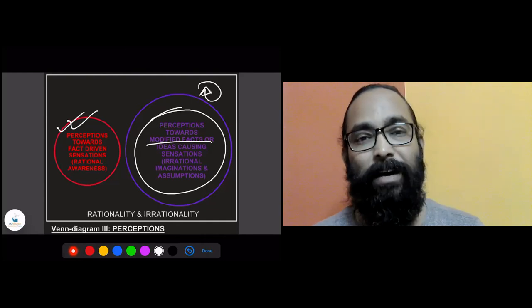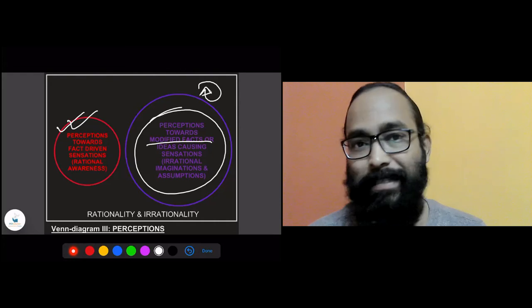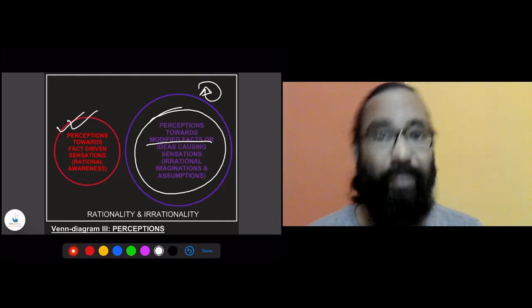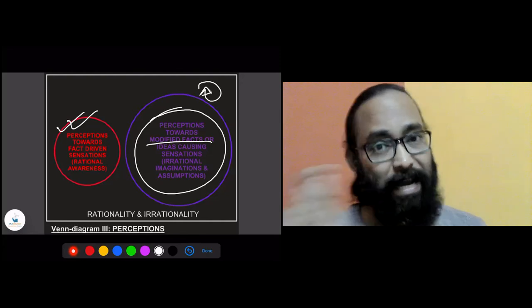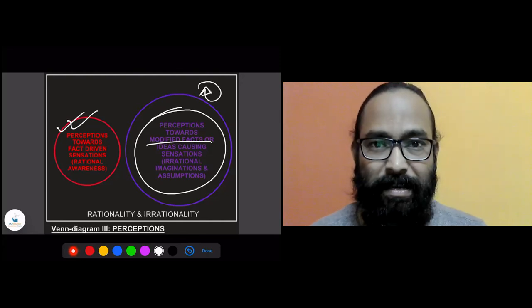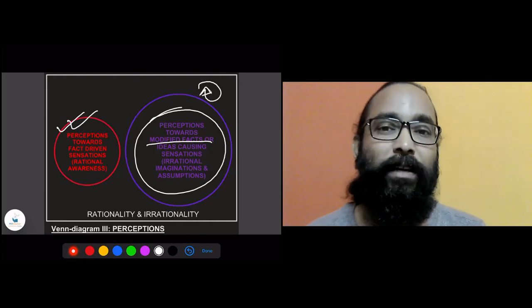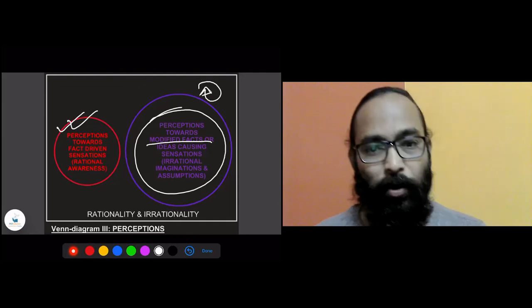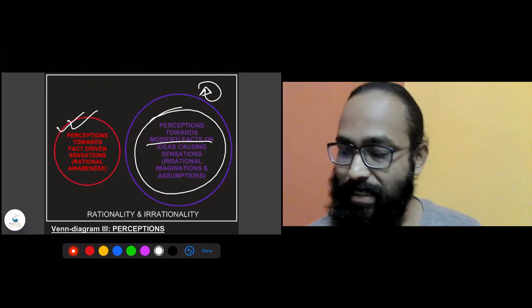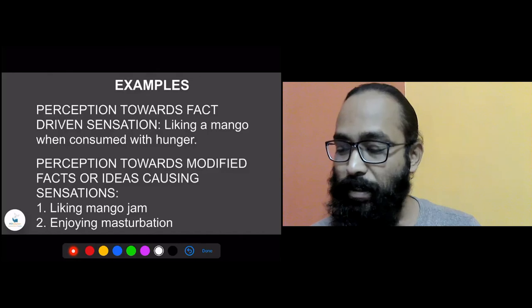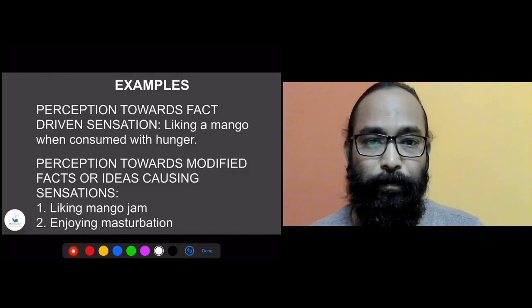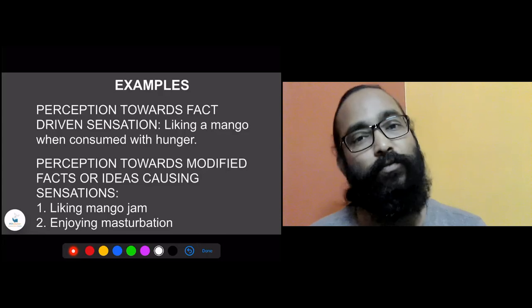Whenever we are driving our physiological sensation by any idea, maybe part idea, because modified fact means part idea, and idea is idea obviously, at that time we are forming a loop. So that defines rationality or irrationality. Now examples: definitely the perception towards fact-driven sensation, liking a mango. Liking a mango when consumed with hunger.